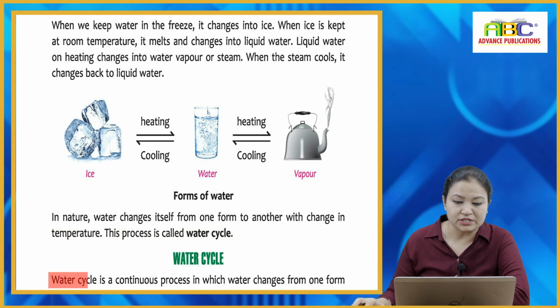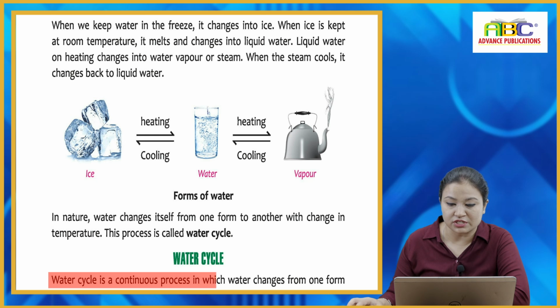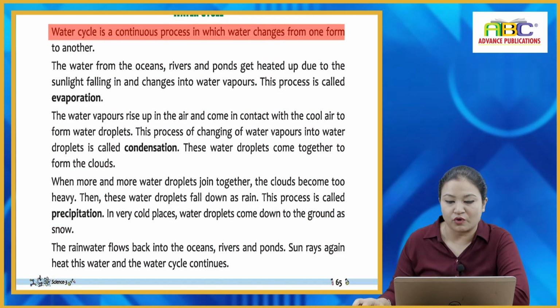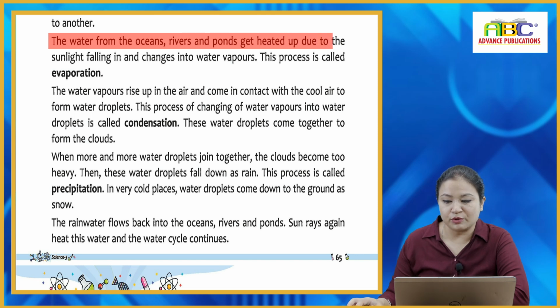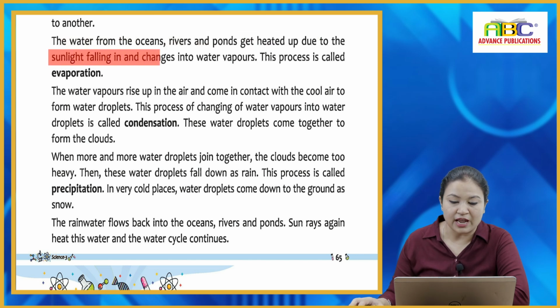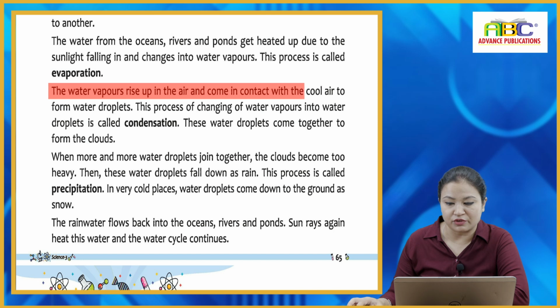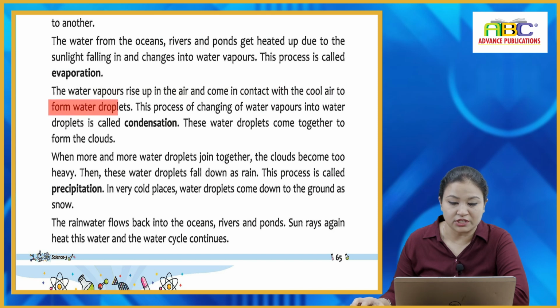The water cycle is a continuous process in which water changes from one form to another. The water from the ocean, rivers and ponds gets heated up due to the sunlight falling on it and changes into water vapors. This process is called evaporation. The water vapors rise up in the air and come in contact with the cool air to form water droplets. This process of changing of water vapors into water droplets is called condensation.